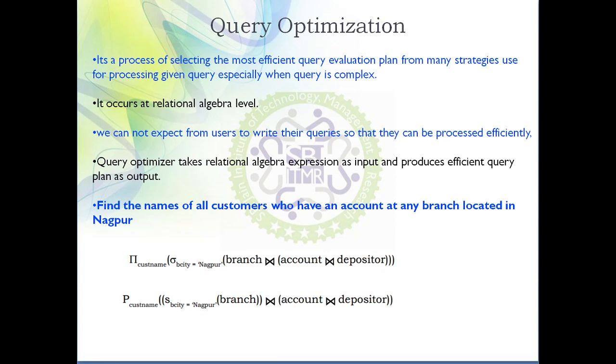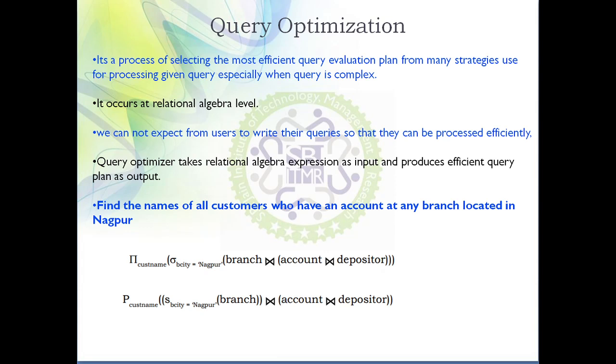Query plan means what? A set of steps to execute a particular query, given as an output. So the optimizer takes relational algebra as an input and produces an efficient query plan as an output, and then it's submitted to the query evaluation engine, which uses this plan to fetch the data from the database and provide it to the user.